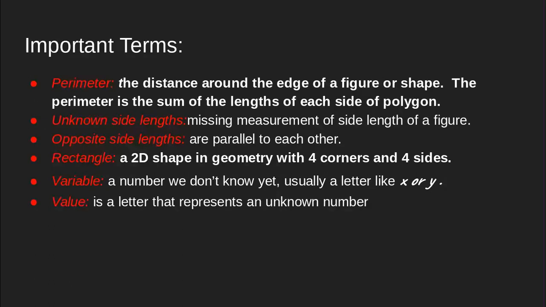Rectangle is a 2D shape in geometry with four corners and four sides. A variable is a number we don't know yet, usually represented by a letter like an X or a Y. And a variable is a letter that represents an unknown number.